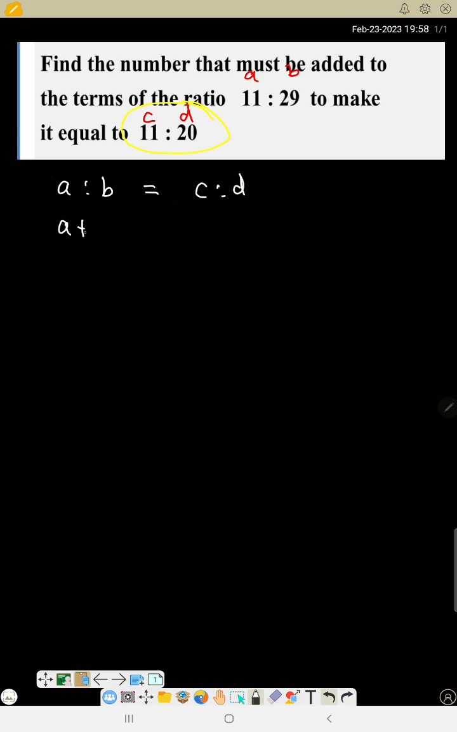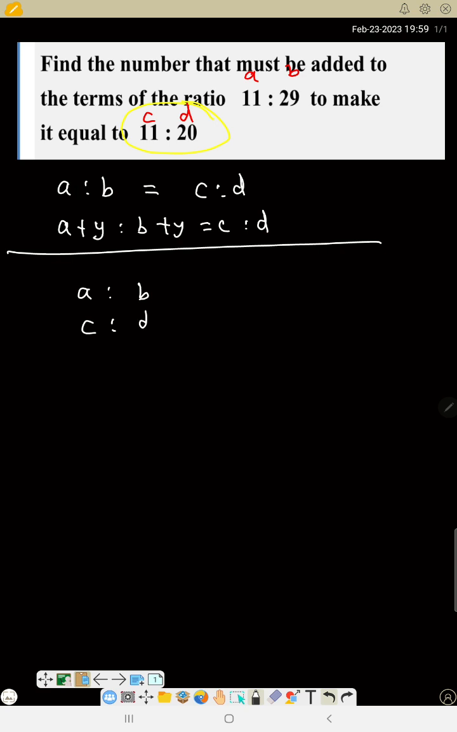It's like saying a plus y, let me say the y that we used now, a plus y ratio b plus y to give us c ratio d. So now to find y here, so to save time, just say a b ratio c d. So now the number that must be added, which is y, will be, please see the pattern. It's the pattern we are going to use now.